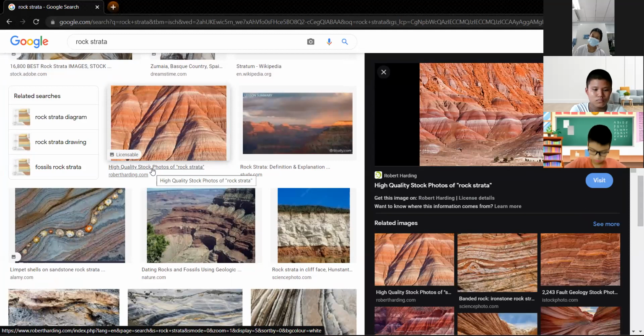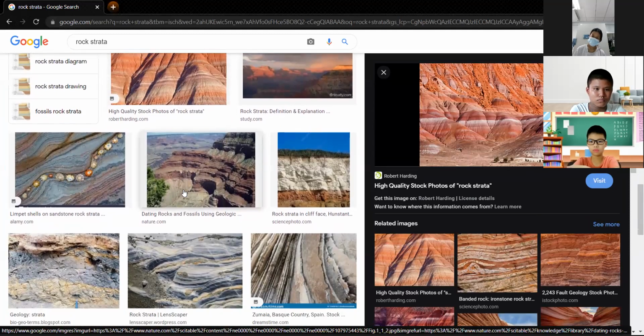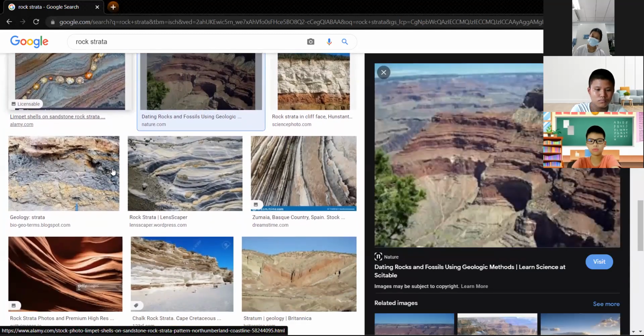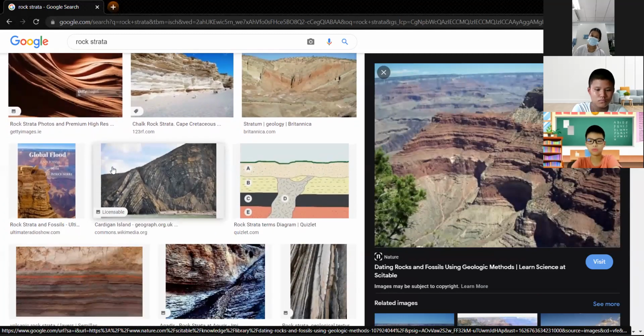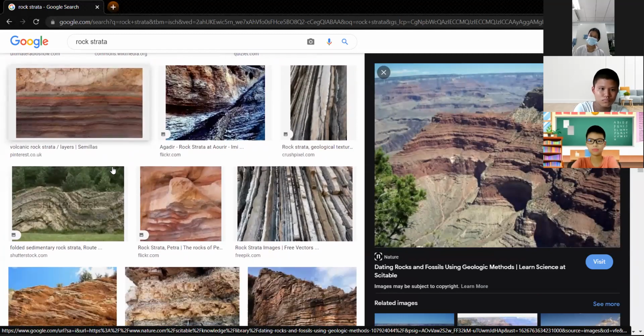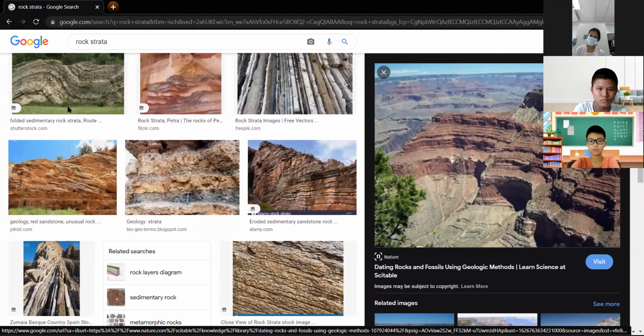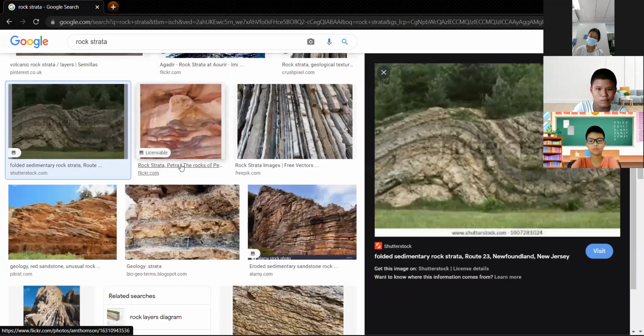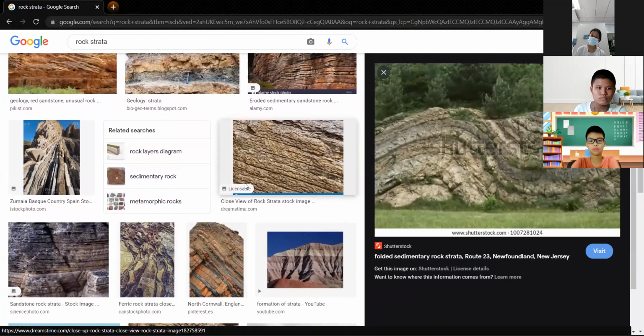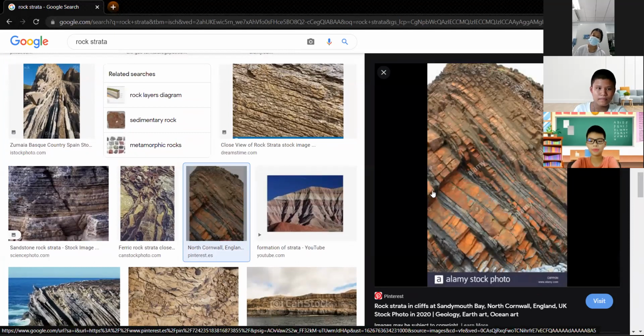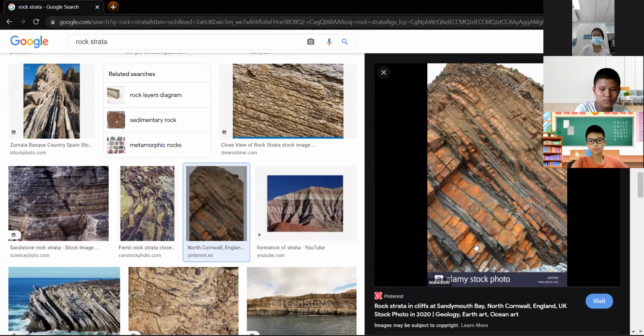These lines are layers of rocks. They are all sedimentary rocks. Even if it's too old, look at the rock strata. Wow, it is very clear and you can actually distinguish its layers, right? You can count how many layers there are.